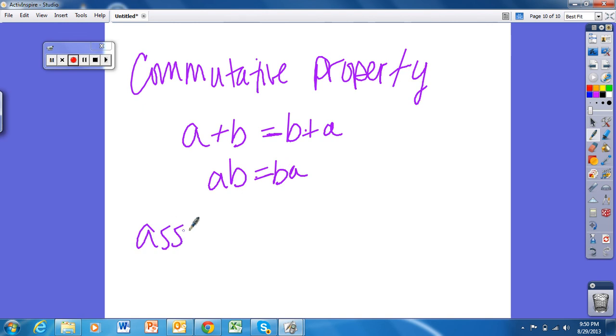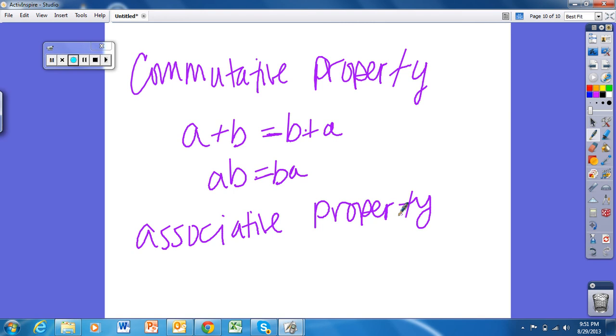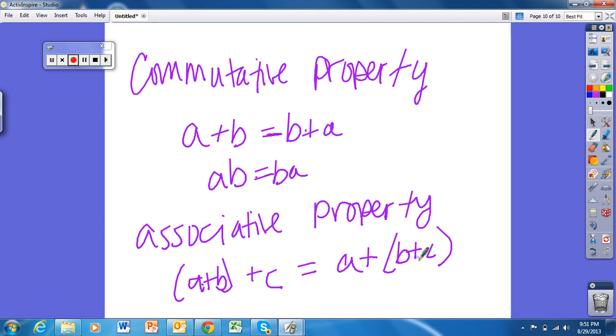The associative property changes groupings. It says that if you have a plus b and you do that first and then add c, you get the same answer as if you add b and c first and then add a. So order doesn't matter, is what the associative property says, as far as which one gets done first. That works for multiplication as well. So those are the properties. I think that's pretty much it.